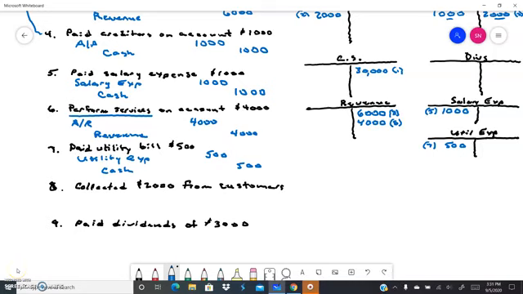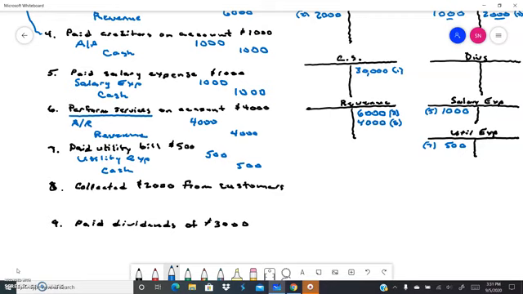This is chapter 2, part 3. So we're just picking up where we left off in part 2. We're going through a set of journal entries and then posting those entries into our T accounts. And then we'll finish up the rest of the chapter from there. So we left off on number 8.